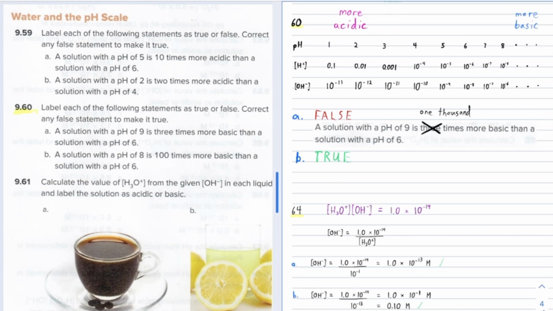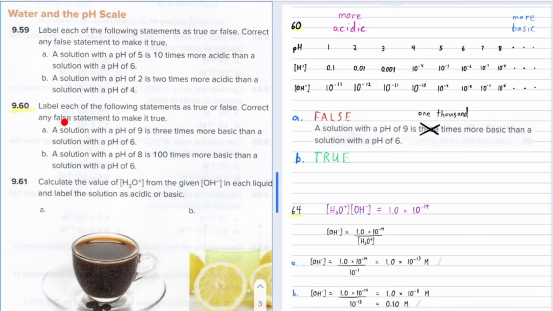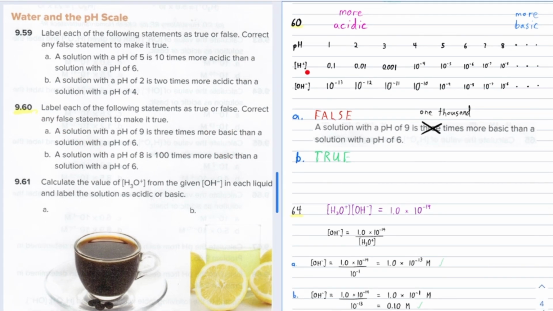Now, these two, I'm sorry, in number 60 are dealing with how basic a substance is. So we're concerned with not the proton concentration, but the hydroxide concentration. Well, there's a simple relation between proton and hydroxide concentration. The two concentrations are tied together. If you know the proton concentration in a solution, then you know its hydroxide. And as the proton concentration decreases, the hydroxide concentration increases proportionately.